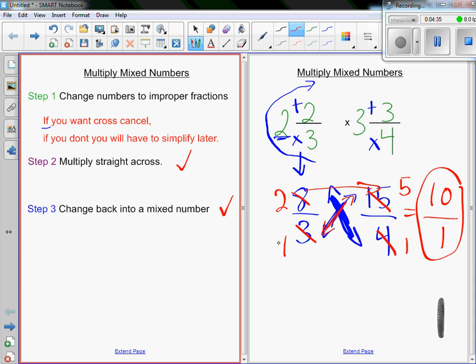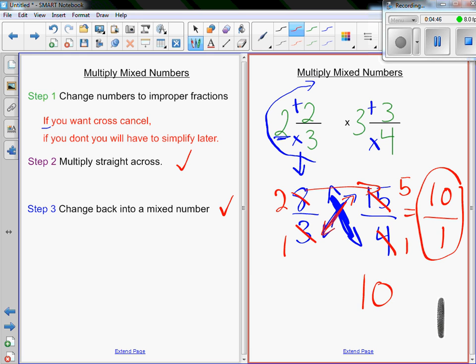Step number 3, change it back to a mixed number. The way you do that is you divide the top number by the groups on the bottom. 10 divided by 1 is 10. So my answer is 10 with no fraction because there's nothing left over. I don't need to write it. My answer is 10.